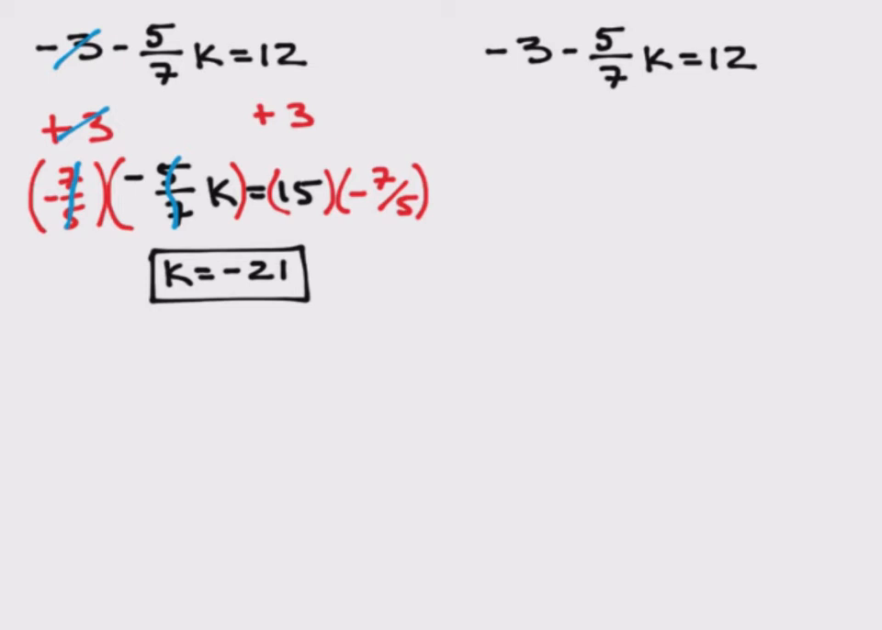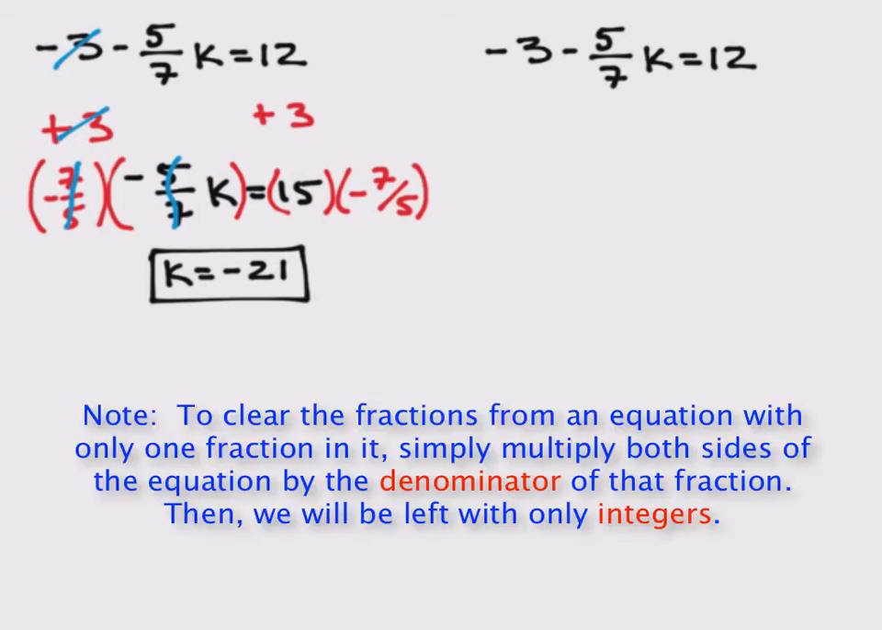Now, there is another way we could have handled this equation. And if you really don't like working with fractions, that's okay. Sometimes we have to work with fractions. But there's a way to do this equation without necessarily using so many fractions. And it's using a strategy called clearing fractions. So, to clear the fractions from an equation with only one fraction in it, in this one, -5/7, if you multiply both sides of the equation by that denominator, then we'll be left with only integers.